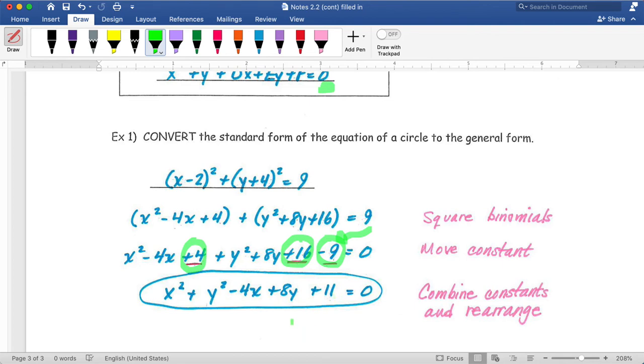Now, what's even more fun than that, because it's not too terrible to square out some binomials and rearrange the terms, is to actually take this equation and put it back in this form, in my opinion anyway. And that requires completing the square. Not once, but twice. Hey, that's a lot of fun. All right, so that's the next thing we're going to take a look at.